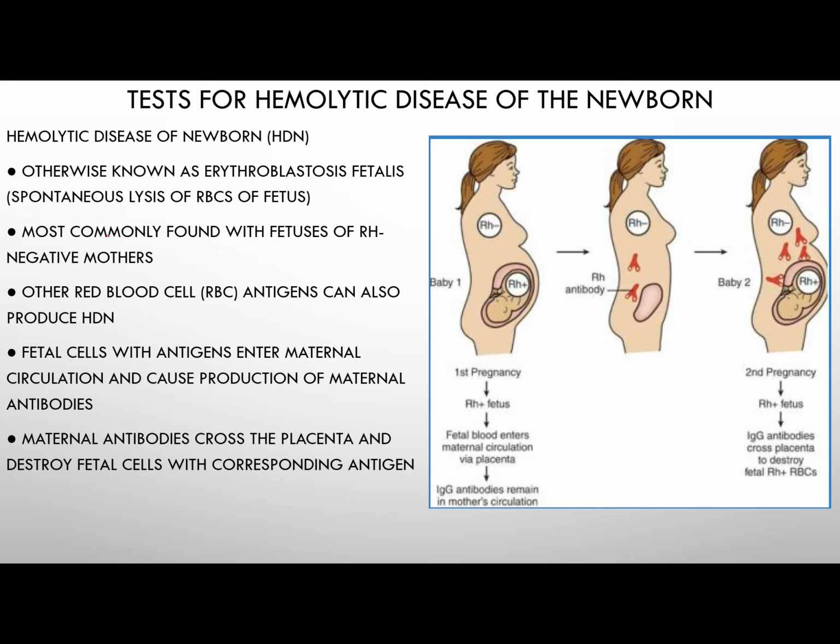Now, this is most commonly found with fetuses of Rh negative mothers. Other RBC antigens can also cause HDN, such as your ABO class, but this is a milder type. Now, fetal cells with antigens would enter the maternal circulation and cause the production of maternal antibodies. Maternal antibodies would cross the placenta and destroy the fetal cells with their corresponding antigen.